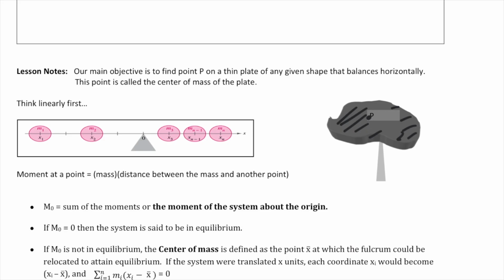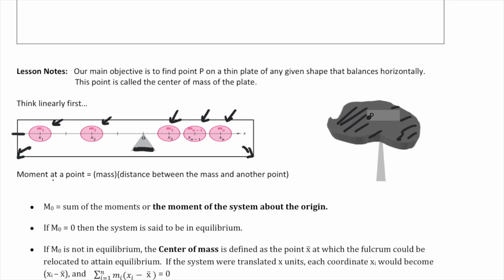Let's begin looking at a line. Our goal is to keep this line from tipping either downward on the right or downward on the left. We have masses scattered about the line, and each one of these masses is a particular distance from the center, which we're going to call 0.